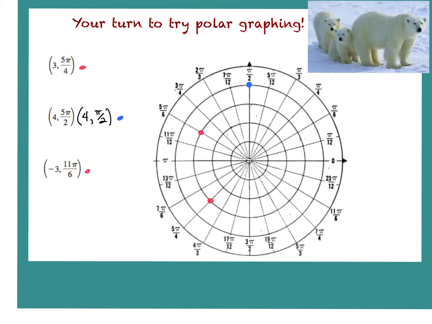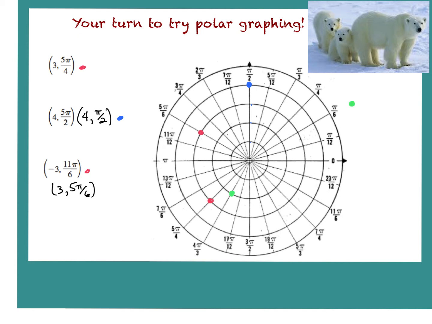Now, how else could you name this negative 3, 11 pi over 6 one? How else could you name it? 3 comma what? 5 pi over 6. That means the same thing. All right? It's just a different way to name it. All right? So, I would like you to name this polar pair 3 different ways.